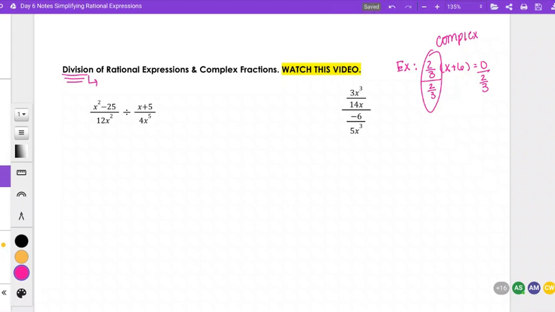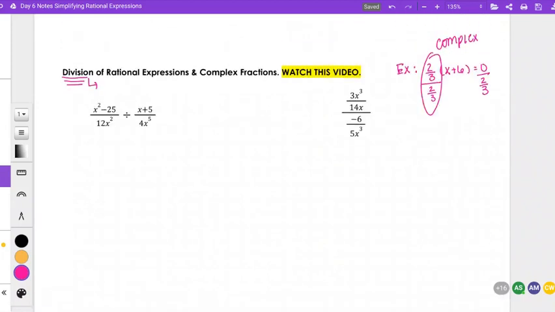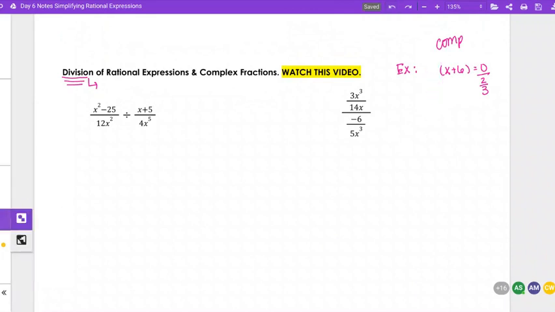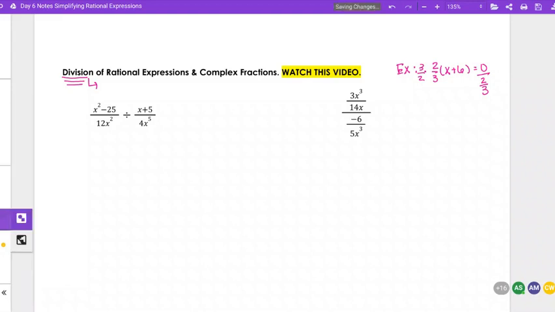Instead, what we can do is take this fraction and multiply by the reciprocal, so that way we can cancel out the fraction.